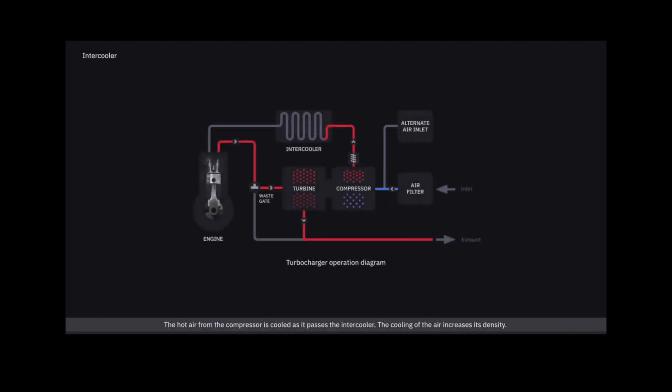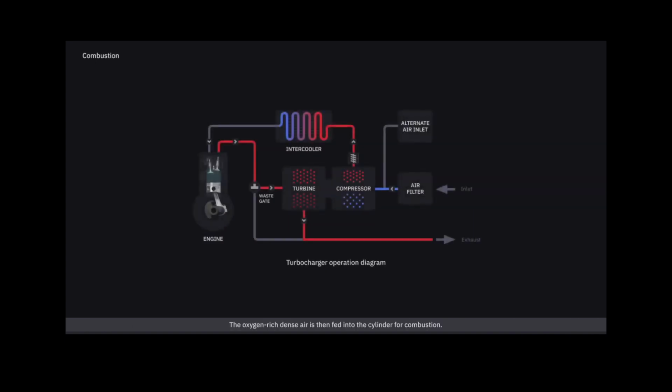The hot air from the compressor is cooled as it passes the intercooler. The cooling of the air increases its density. It also brings the hot gases to the optimum temperature for combustion in the cylinder. The oxygen-rich dense air is then fed into the cylinder for combustion. The increased oxygen level in the cylinder results in better combustion, increasing both efficiency and power.